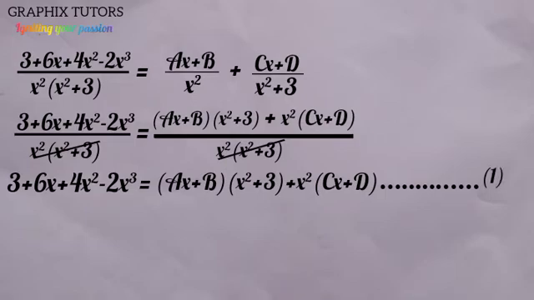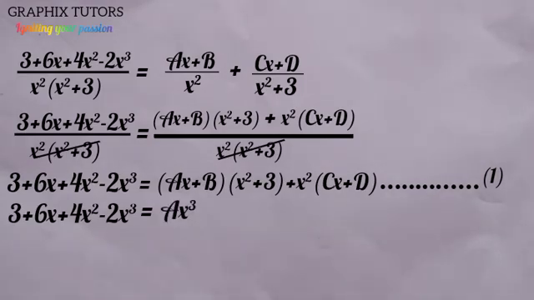Now, if I expand equation 1, I'm going to be having 3 from the left hand side. I'll be having 3 plus 6s plus 4s squared minus 2s cubed equals to now (ax plus b) times (s squared plus 3). I'm multiplying this and this, right? So ax times s squared is going to give us as cubed. Now I'll multiply ax times 3, I'll be having 3ax.